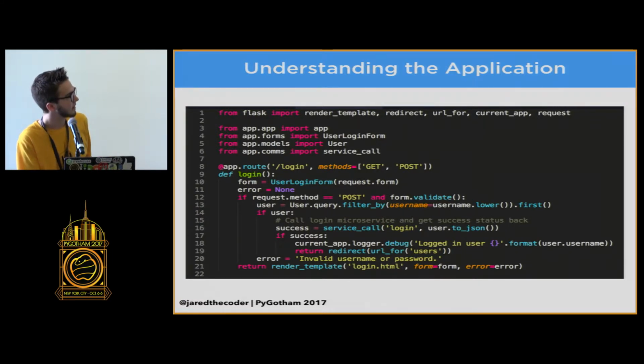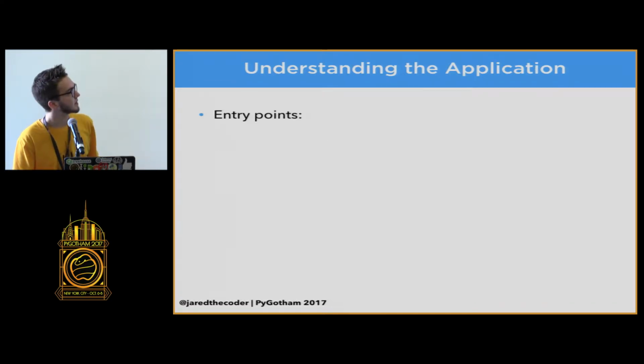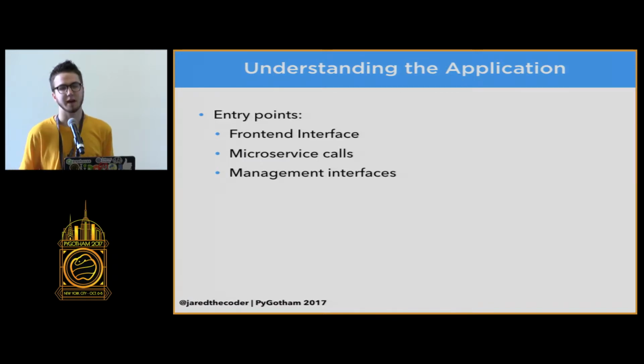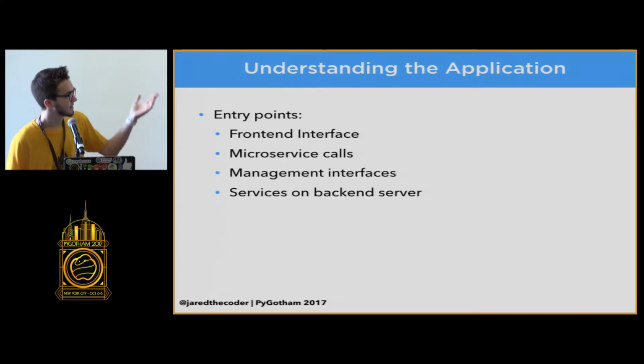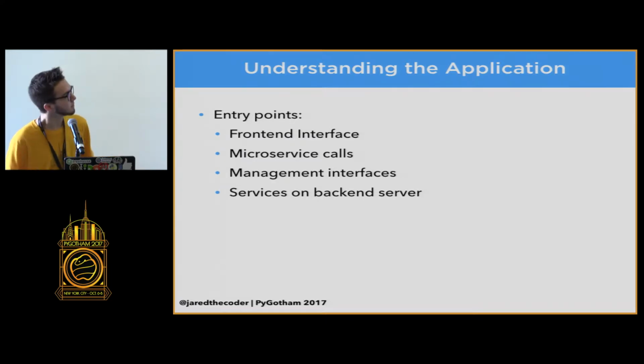But to illustrate things like trust boundaries, we talked about data flow, and going along with data flow are these things called entry points, and that's pretty standard. It's what you'd think it would be. So that's things like the front-end interface. We talked about forms, microservice calls. We just looked at that. Management interfaces, so if you have an admin page, you want to make sure that's secure. Things in Flask and Django don't have SSL by default, so it's definitely something you want to have in your management interface if you're modifying things. And then services in the backend server, so if you're running a Redis caching database or Postgres, whatever, you want to make sure you're watching how you're calling those things.